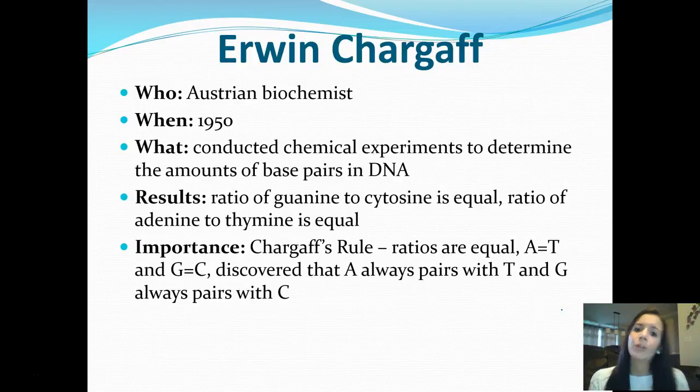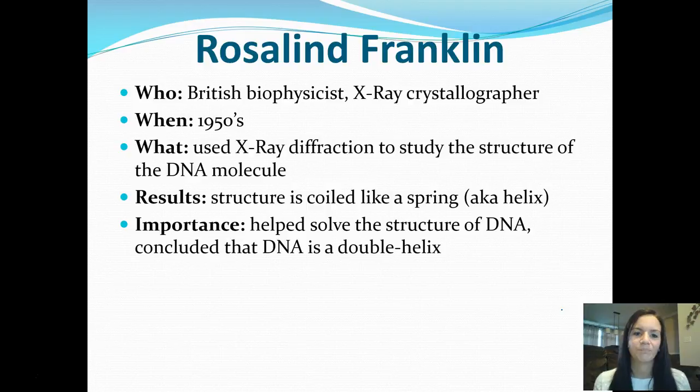Then we had Herman Chargaff. Now, Herman was in 1950 as well, and he was really important to discovering the structure of DNA in terms of the bases. His results showed that guanine and cytosine are equal, and adenine and thymine are equal. So he found out that A equals T and G equals C, which you will say to yourself a lot as we go through this part of the unit.